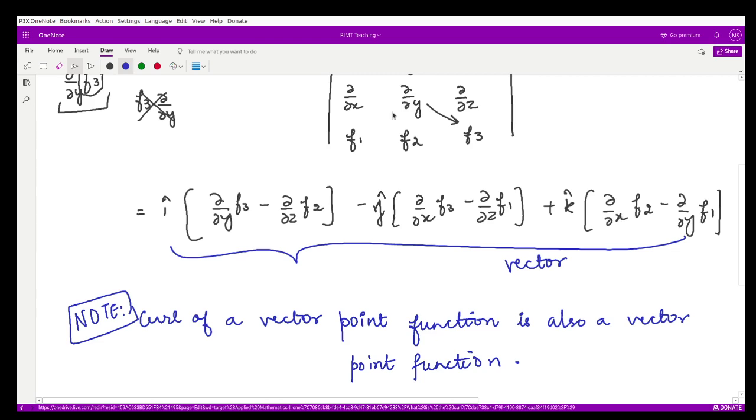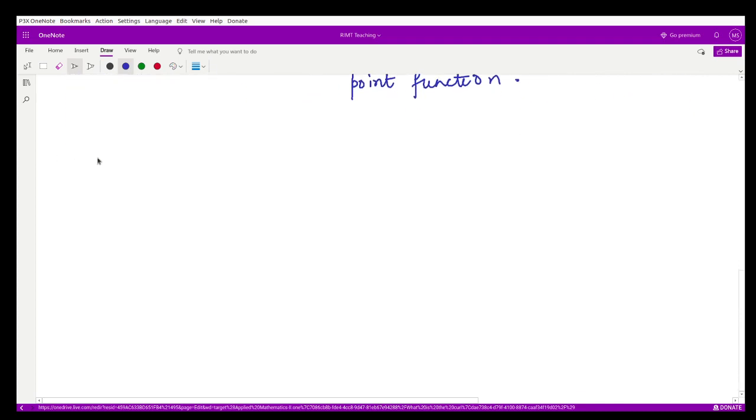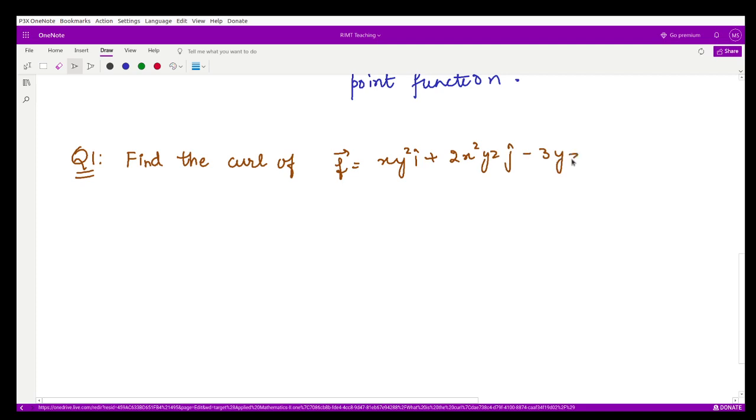So let me give you some examples. Let's see the example. The first example: find the curl of the vector f, which is defined like this: x y square i cap plus 2x square yz j cap minus 3yz square k cap. So this is the vector that is given to us. In order to perform the curl of this vector, you have to calculate del cross vector f.